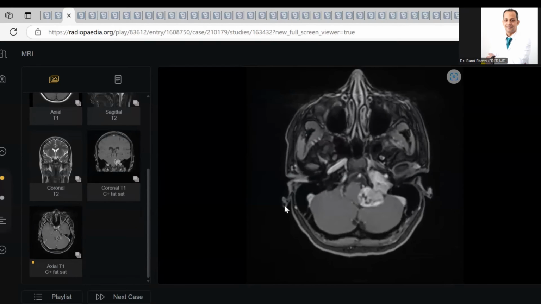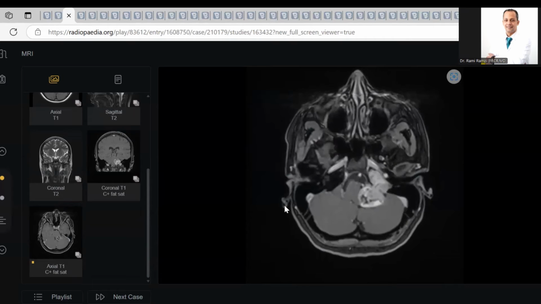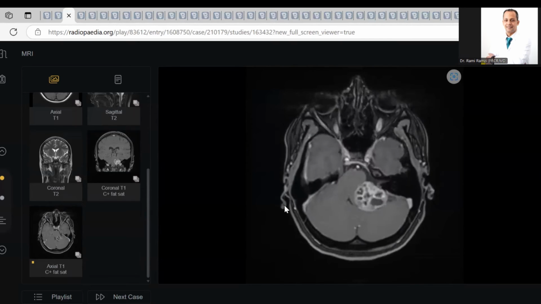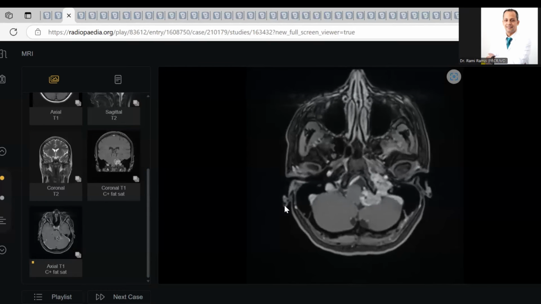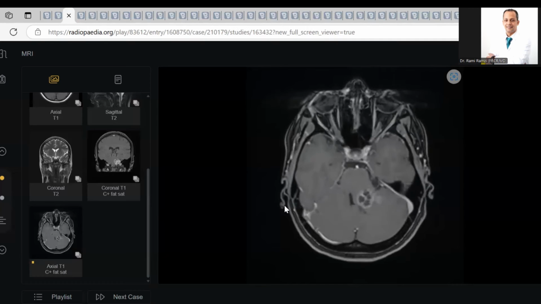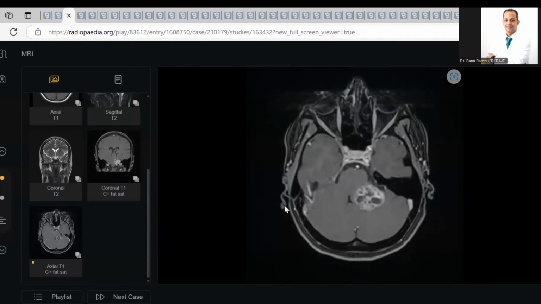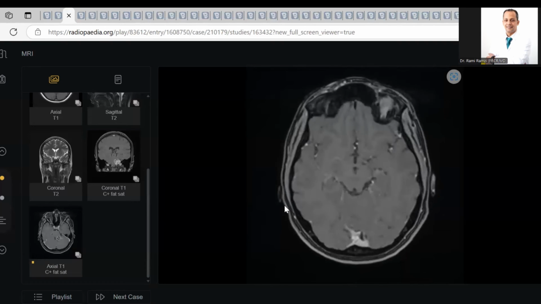So this T1 post contrast image shows heterogeneous enhancement of the solid parts of the lesion. What's your diagnosis? Please give me a differential. Schwannoma, cerebellopontine angle lesion, likely to be schwannoma, vestibular schwannoma. Thank you. Do you want to do anything urgent here?